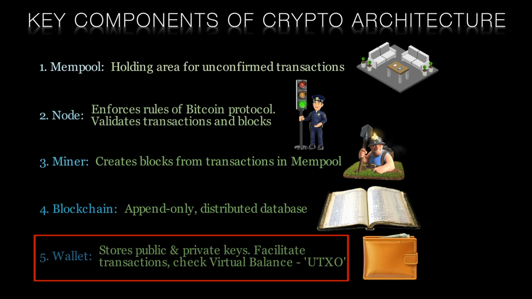Wallet. Wallets generate and store a user's keys. Private keys are used to send payments. Public keys are used to receive payments. Wallets allow users to query their transaction history. This history allows them to determine their current holdings.